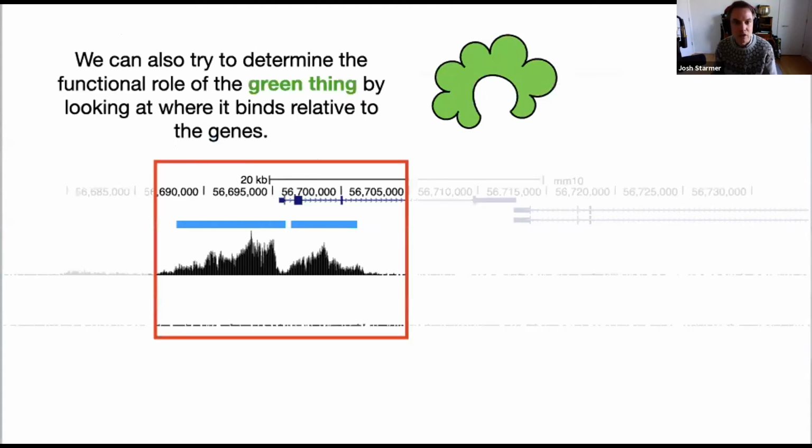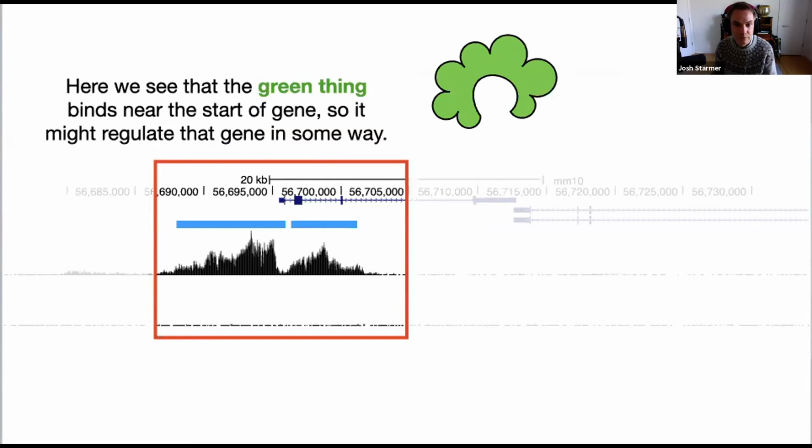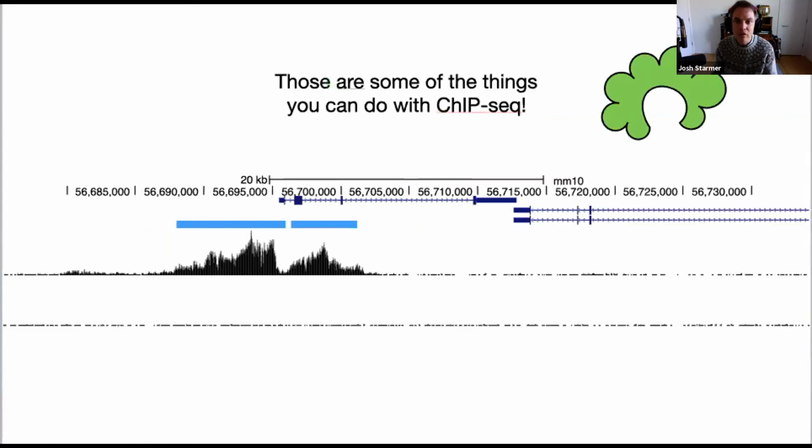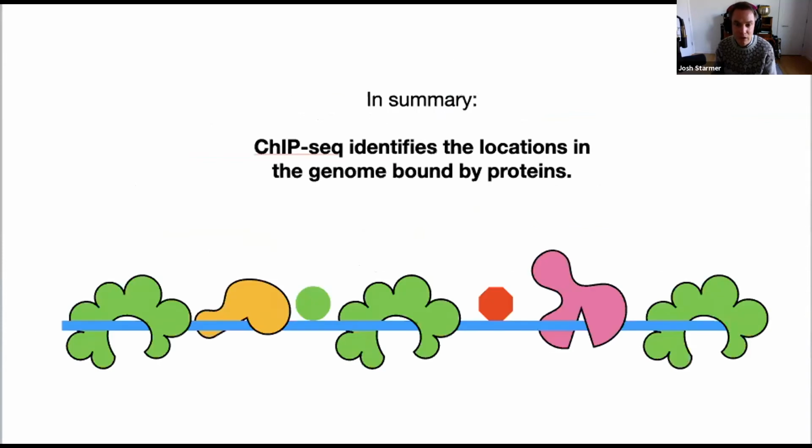We can also try to determine the functional role of the gene of the green thing by looking at where it binds relative to the genes. Here, we see that the green thing binds near the start of a gene, so it might regulate that gene in some way. These are some of the things you can do with ChIP-seq. In summary, ChIP-seq identifies the locations in the genome bound by proteins.